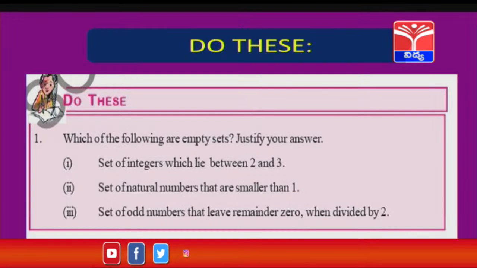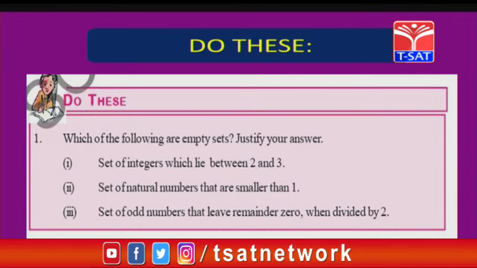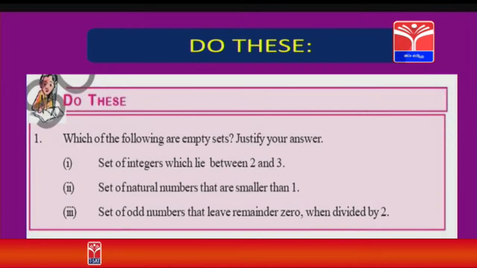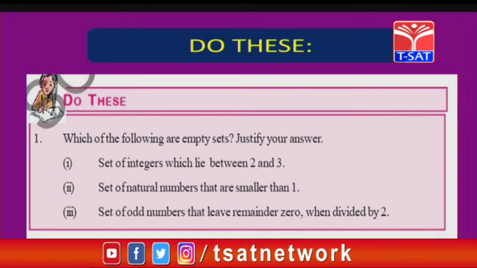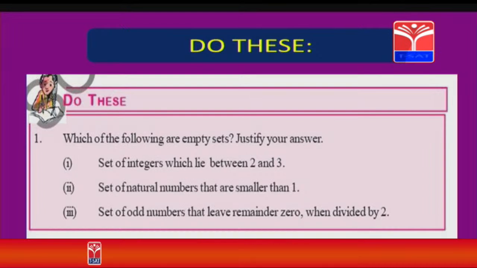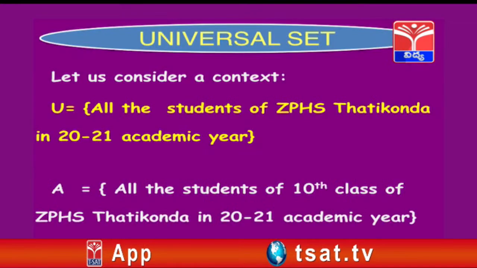So, do remember and be careful while reading this. After listening to this, in your textbook, do these problems: set of integers which lie between 2 and 3, which we have gone through now; set of natural numbers that are smaller than 1, no, there is no such element. Let us think, you do these problems. Yes, set of odd numbers that leave remainder 0 when divided by 2, that we discussed. Let us consider a context.